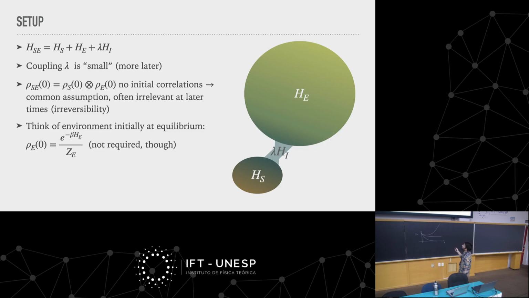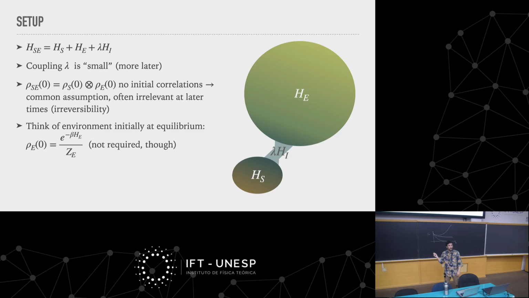We have system plus environment plus interaction, and we have a total Hamiltonian, so the total dynamics is unitary, and there's a small coupling constant between the two, which will become clear later. In the typical situation, we assume that the two parts are uncorrelated at time 0. It's a relatively innocuous assumption. Essentially, you turn on the coupling at time 0 and let it evolve. For simplicity, you can think of the environment being in thermal equilibrium. That makes the math a little simpler to follow, but it's not a requirement of Lindblad. The environment could be out of equilibrium.